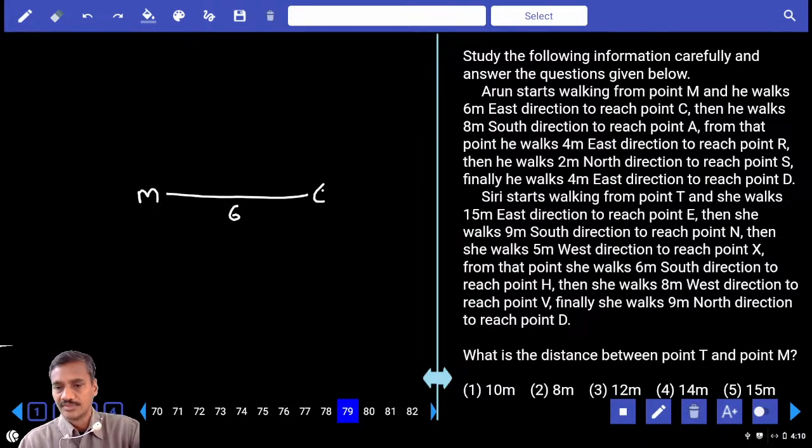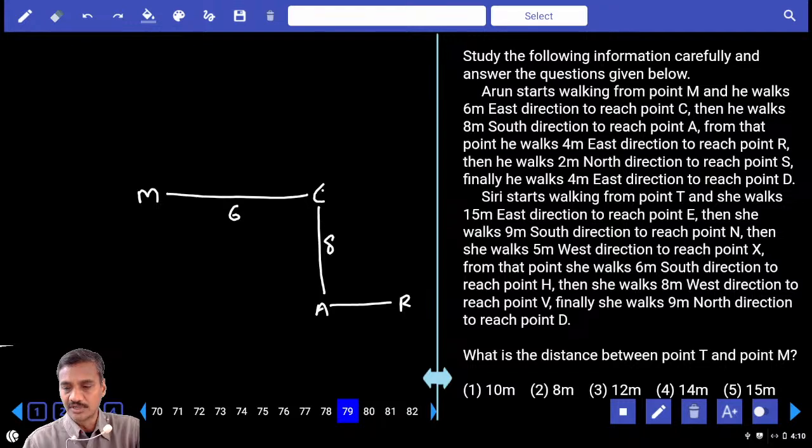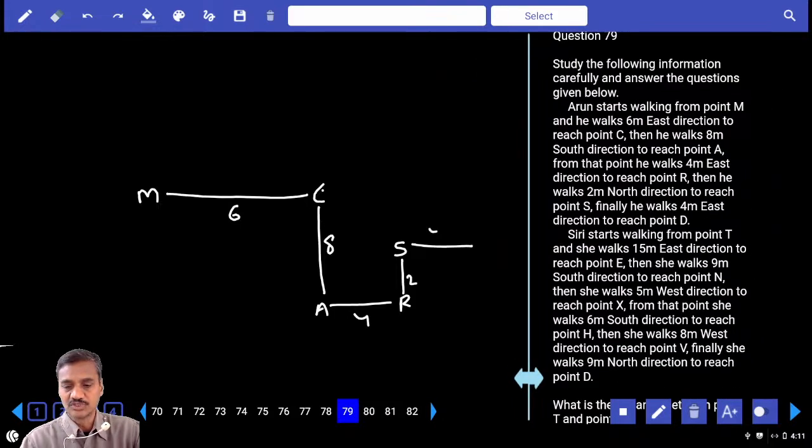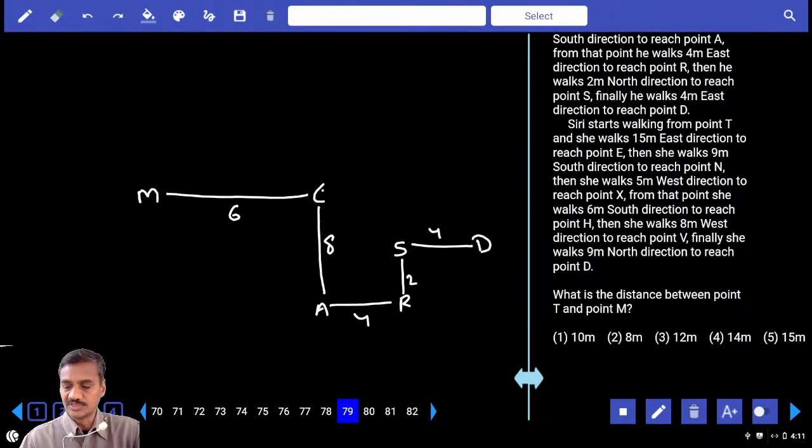From here he walks 8 meters south and reaches point A. From there he walks 4 meters east to reach point R. From here he walks 2 meters north and reaches point S. From S he finally walks 4 meters east to reach point D. Now this is the path traversed by Arun.